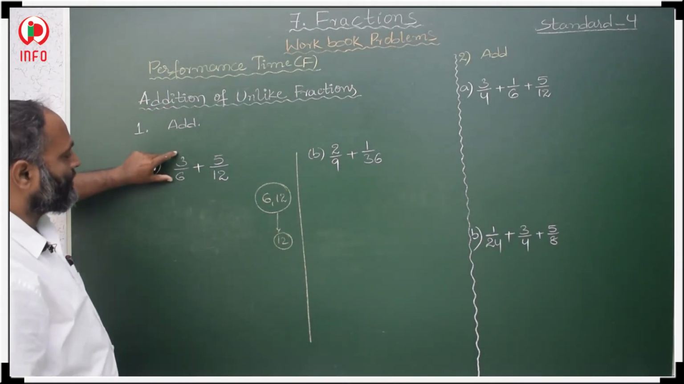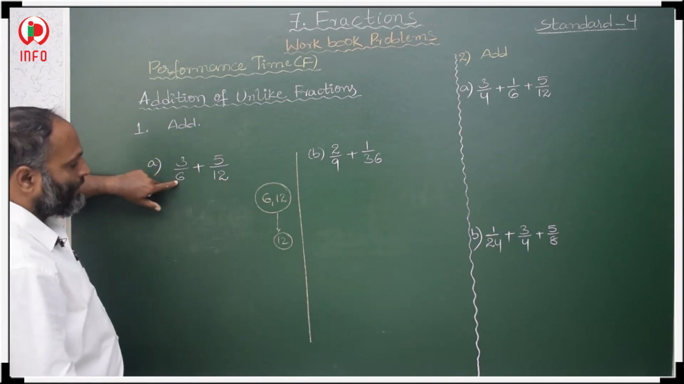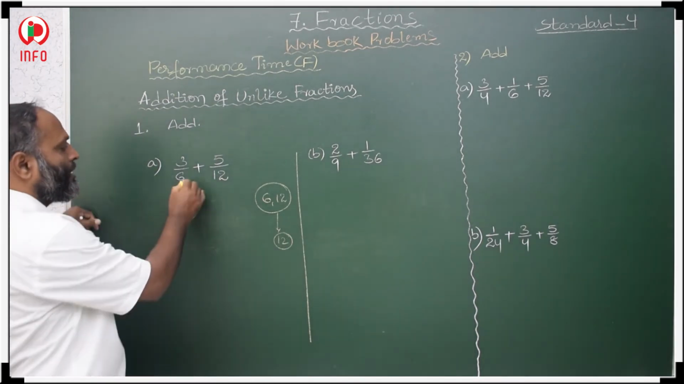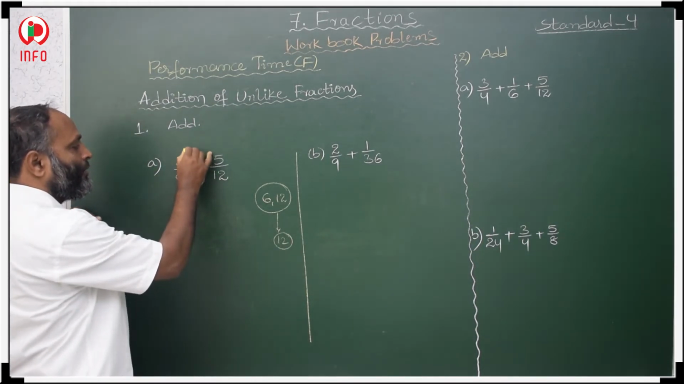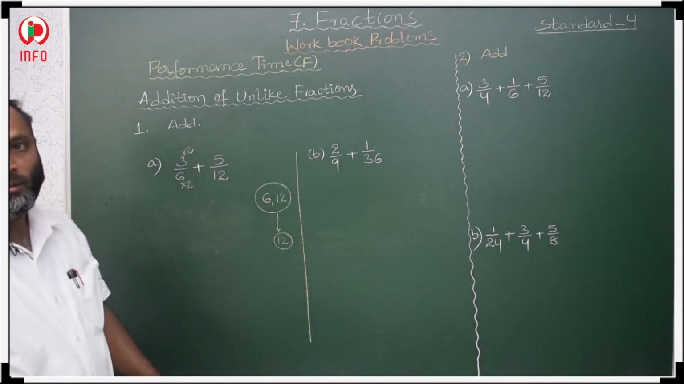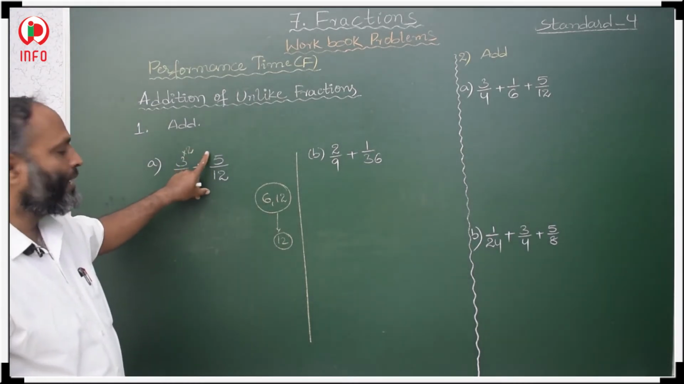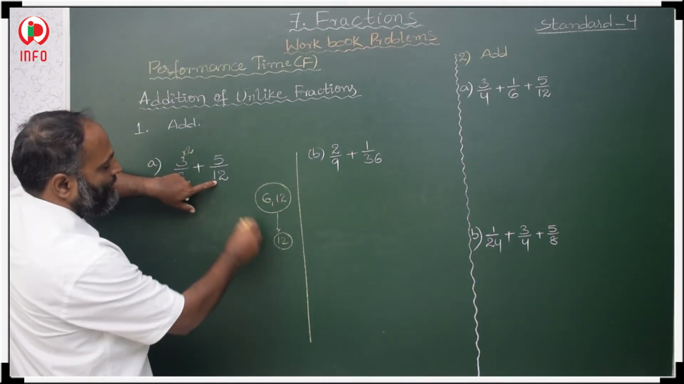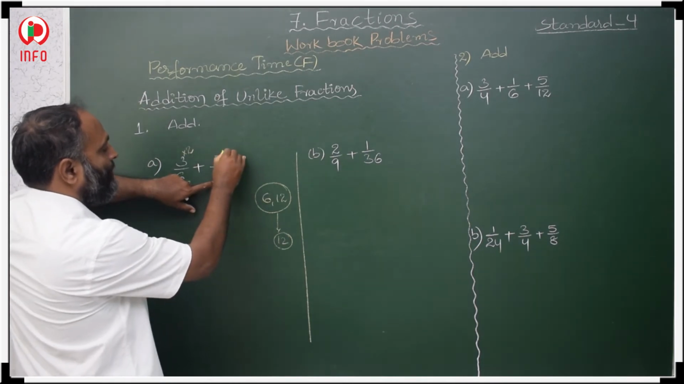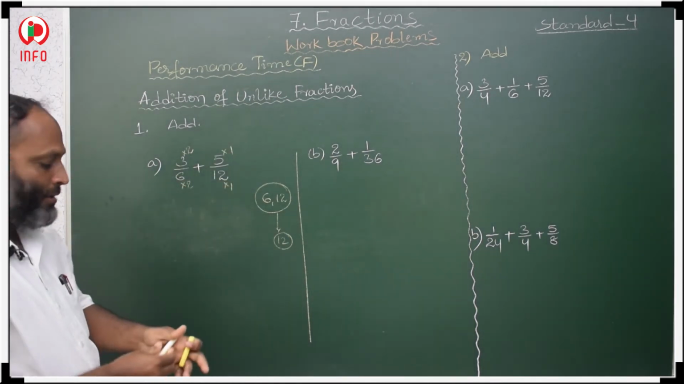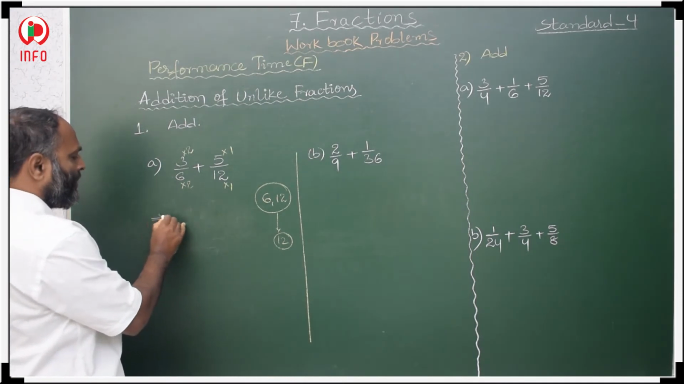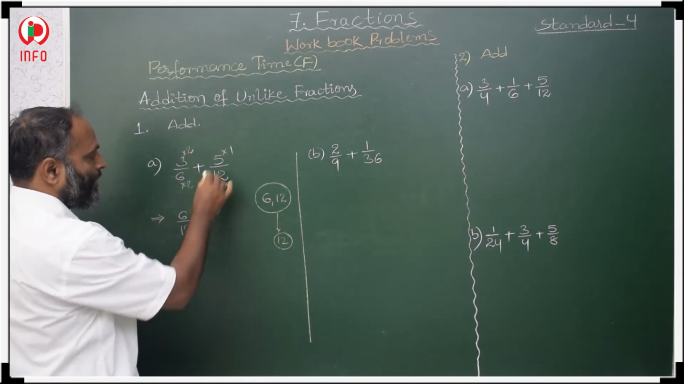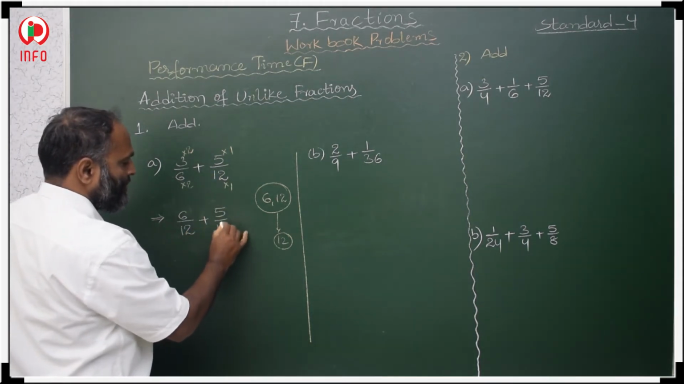Then after that what do we have to do? We take the first fraction's denominator. In the 6 table, when do you get this LCM 12? 2 sixes are 12. So, that 2 we have to multiply with the numerator and the denominator as well. Similarly for the second fraction, we take 12. In the 12 table, 1 twelve is 12, so we multiply numerator and denominator by 1. Then 3 2s are 6, 6 2s are 12, plus 5 1s are 5, 12 1s are 12.